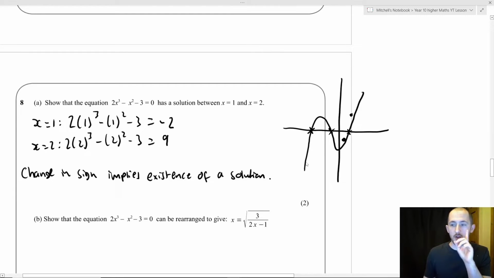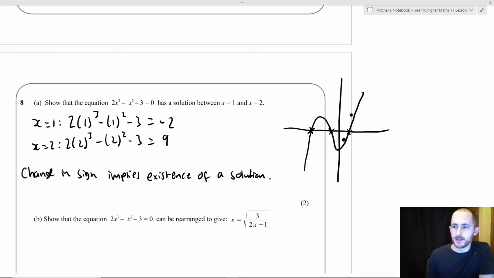Now because my graph is a continuous line, if it goes from negative to positive or positive to negative, it has to go through 0. Every function you deal with, except reciprocal functions, is always a smooth curve. They're called continuous curves. Which means if there's a change in sign, so if it goes from negative to positive or positive to negative, it has to go through 0.